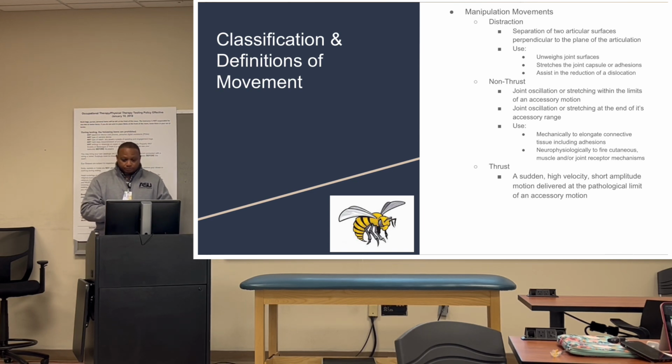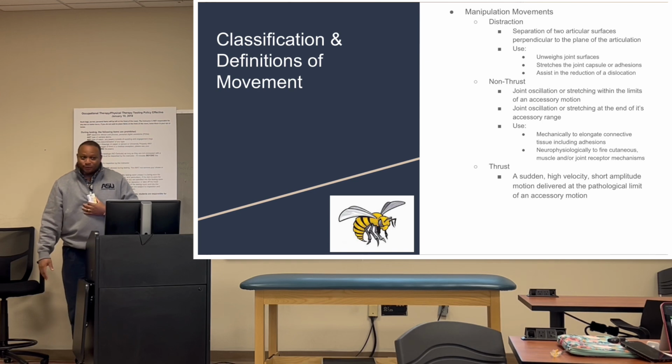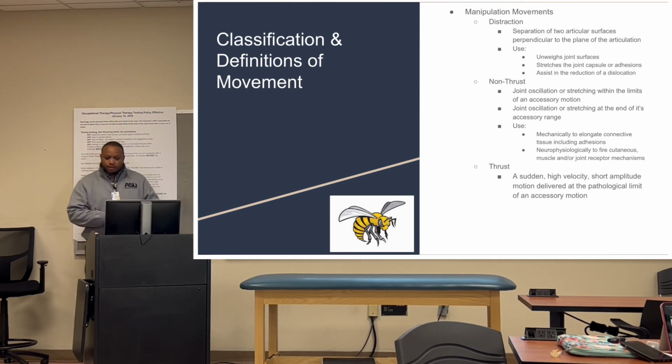So, distraction is used to unweight the joint surfaces. So typically before our assessments, and also treatment, when we perform manipulation and mobilization, we tend to unweight the joint surface. So what are we doing when we unweight the joint surface? We're distracting it to unweight it. And so it's going to stretch the joint capsule or adhesions, and it's going to assist in the reduction of a dislocation. All right, so then we have non-thrust.